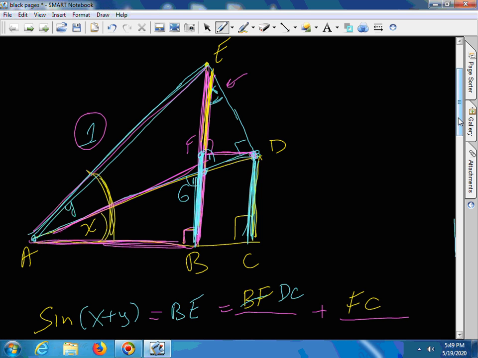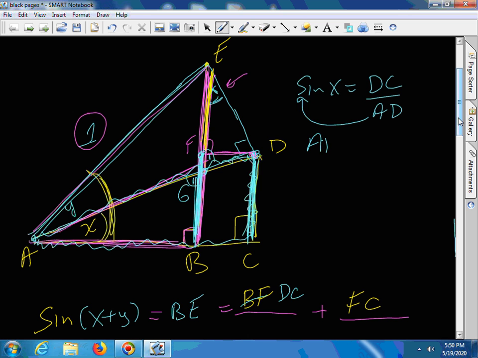Now, if we look at this big triangle here, this triangle right here, we know that the sine of x is the opposite BC, that's why I picked it, over AD. Bringing this up here, we know that AD sine x is BC.